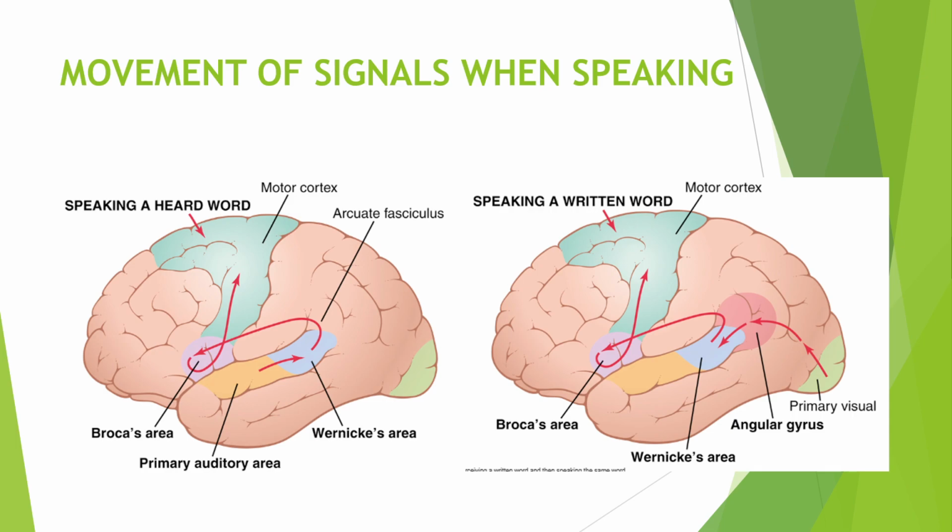Then this is movement of signals when speaking. It comes from the auditory area, it goes to the Wernicke's area, it goes to the Broca's area, and then it goes to the motor cortex to control the mouth. Whereas if we are speaking a written word, it's the same movement, but it starts with the visual area at the back. Visual area, Wernicke's, Broca's, motor cortex.